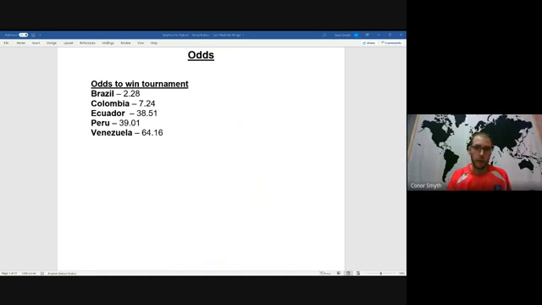Then it drops off. We get kind of more to the long shot teams to win it. Ecuador and Peru both around 38 to 39. And then Venezuela are real outsiders among teams in this group with odds of around 64 to 1. However, they're far ahead of Bolivia, who are 190 to 1, but they're in Group A. All right. So what do you make of that?